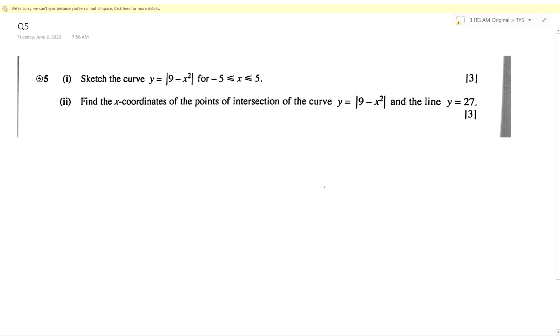So question 5, part 1, sketch a graph. Now if this question doesn't have modulus, are you able to do it? Yes. Very easy, right? It's just a quadratic graph. Then if you're able to sketch y equals to 9 minus x squared, then you shouldn't have a problem doing modulus, because what exactly does modulus do?